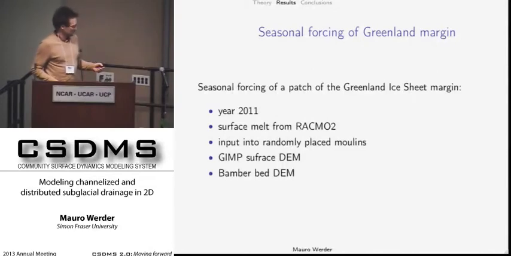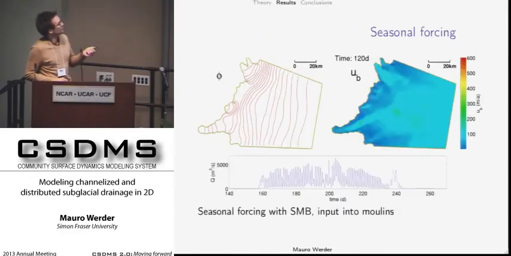So this is for the margin of the Greenland ice sheet. It's for the year 2011. It's forced with a local regional climate model, random moulins, and we have surface and bed DEM. And here is the animation I'll show you. On the left, contours of the hydraulic potential again, and you'll see the channels forming. On the right, the flow speed of the ice, and you'll also see the channel system forming. And down here is a time series of the forcing, so that's the total melt input into the whole domain.